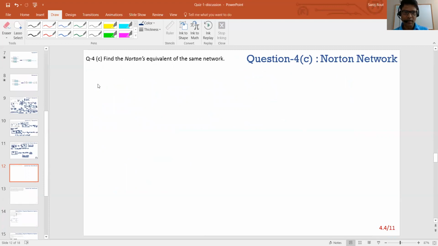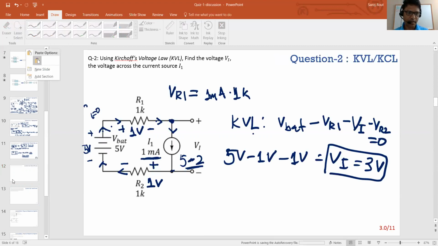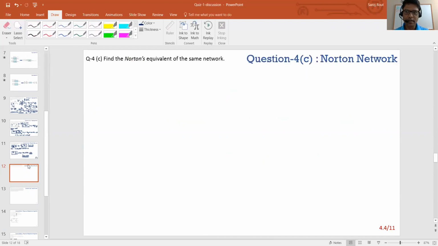Okay, so the Norton is a dual of Thevenin. A dual means it's not the opposite, it's the same. So a lot of times, what it means is that you can replace the network with a Norton or Thevenin, and you should get exactly the same result. Otherwise, the network is not correct.